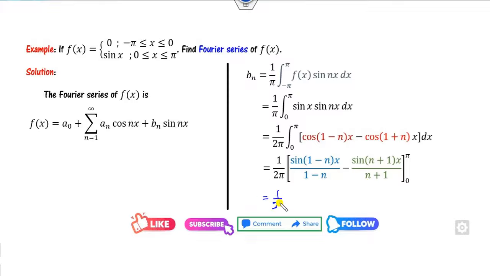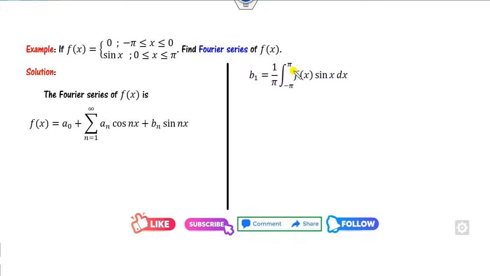Now I can substitute this value. If I substitute pi, this number will be sine (pi minus n pi). It lies in the second quadrant. It's sine of n pi. Sine n pi will be 0. First value will be 0. Similarly for the second case, 0. When you substitute lower limit, sine 0 is 0 and sine 0 will be 0. So this b n is 0 for all n not equal to 1, because when n is 1, this is undefined.